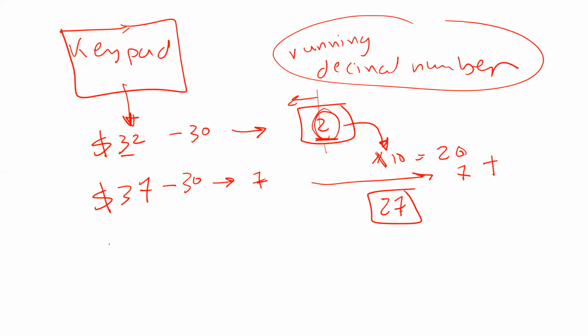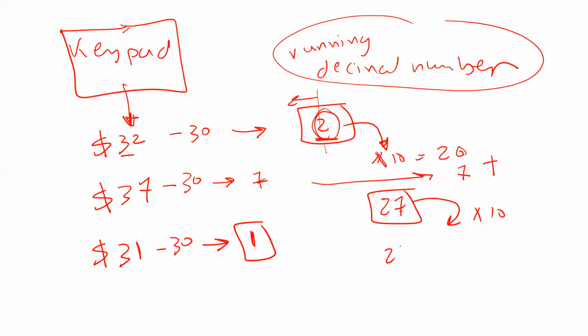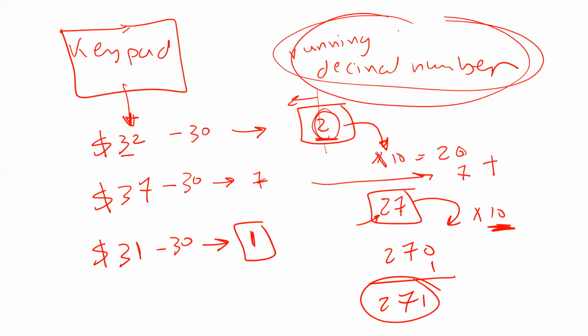Let me give you another example. Now, after that, you give me, for example, 31. I subtract the 30, and now I have number 1. Now I take the old one and multiply it by 10, so it's now 270. When I multiply by 10, I moved the 2 from tens to hundreds and the 7 from ones to tens. Now I add the 1, so it's 271. Is that clear? The idea is clear, guys? So this is another way I can do a running decimal.